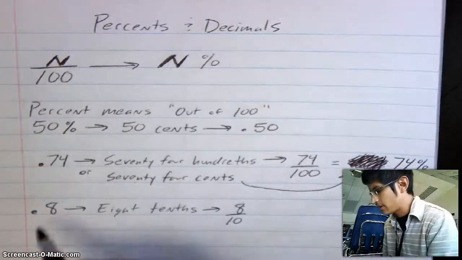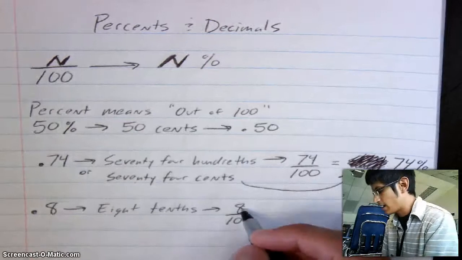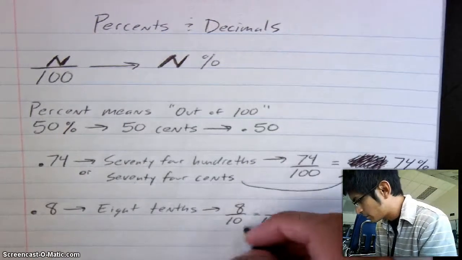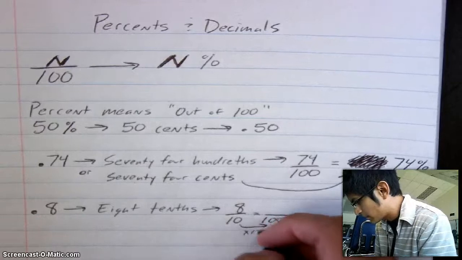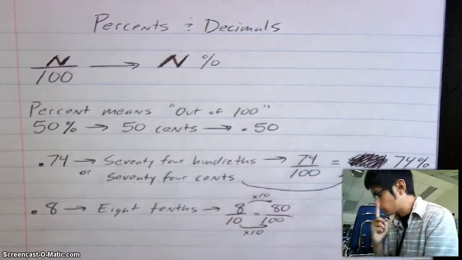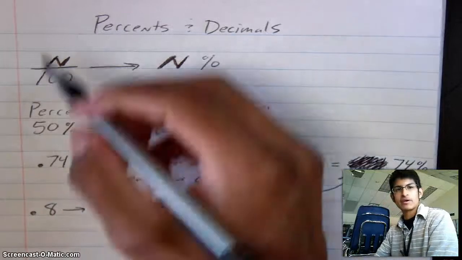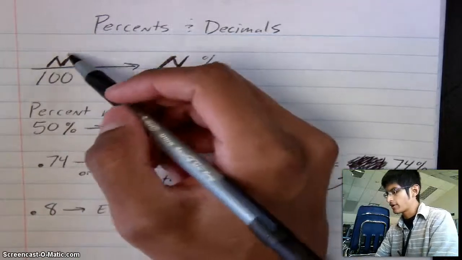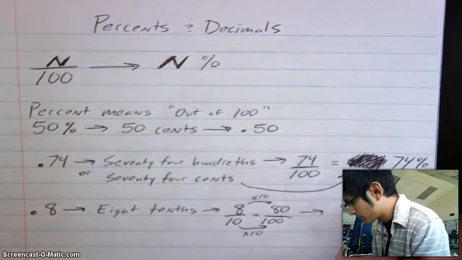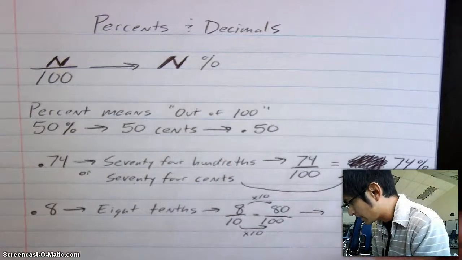Another example is 8 tenths. You would write 8 tenths as 8 over 10. And if you made that fraction equivalent to out of 100, you would multiply 10 times 10 to make 100. And then you would multiply 8 times 10 to make 80. And so for 80 over 100, if you look back up here, the numerator over 100 equals the percent. So you would say this is the same as 80%.